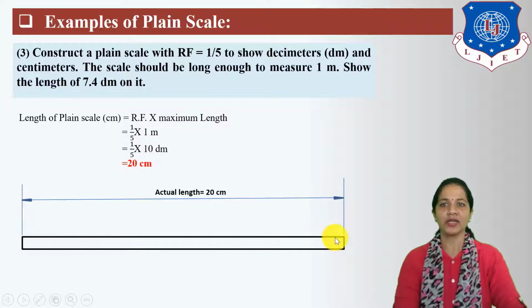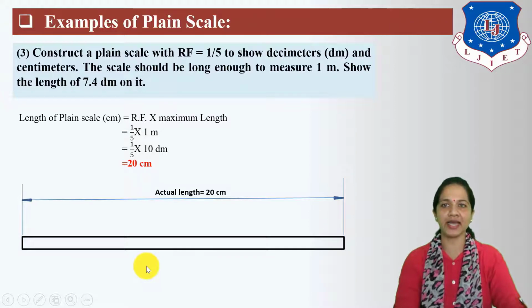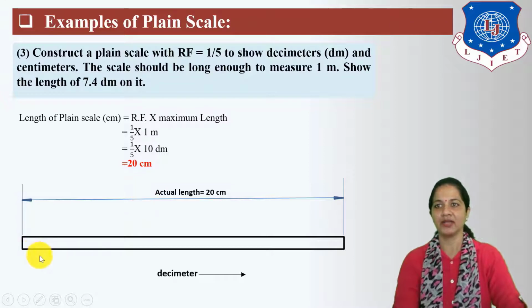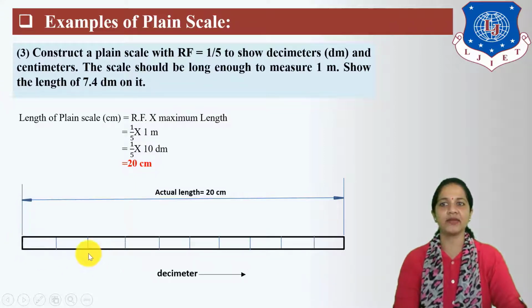Next draw a 20 centimeter straight line which indicates 1 meter or 10 decimeter. Next, this 20 centimeter line is divided into 10 equal parts and mark here decimeter points as 0, 1, 2, 3, 4, 5, 6, 7, 8, 9 and 10.